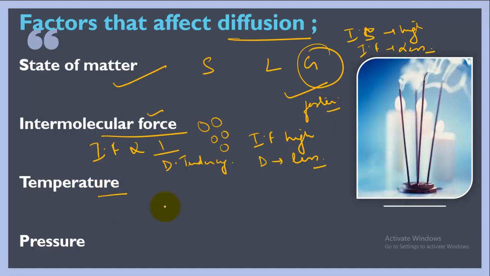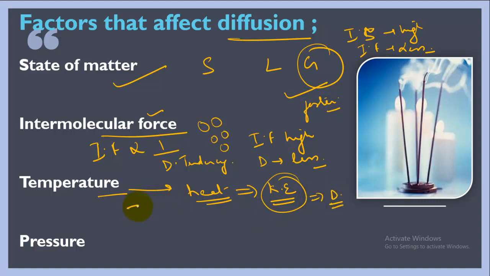Third, we have temperature. We know that if we supply temperature to any substance, that means we are providing heat to a substance. Heat means we are providing kinetic energy to a substance. So if kinetic energy increases, then the diffusion tendency will definitely increase. So we can say that on increasing the temperature, diffusion tendency also increases. So that means they are directly proportional.